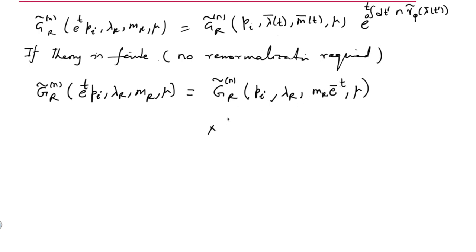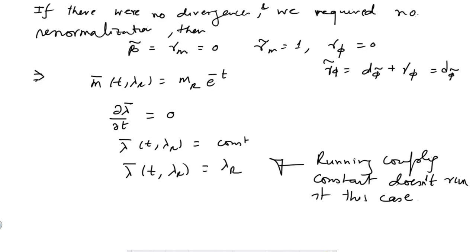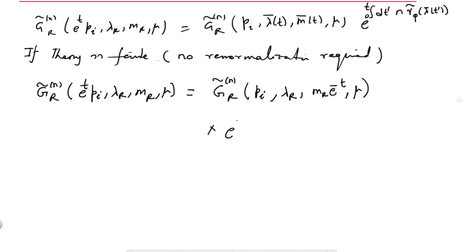Okay, so that's this, and then the other factor is the exponential of the integral. So what is gamma tilde phi? Gamma tilde phi in this case is just d phi tilde, the canonical dimension of phi tilde. So it is the integral from 0 to t of dt prime of n d phi tilde. d phi tilde is a constant, it doesn't depend on t. n is a constant, it doesn't depend on t, and this integral gives you t. So you get e to the t n d phi tilde. Okay, that's the result you get.